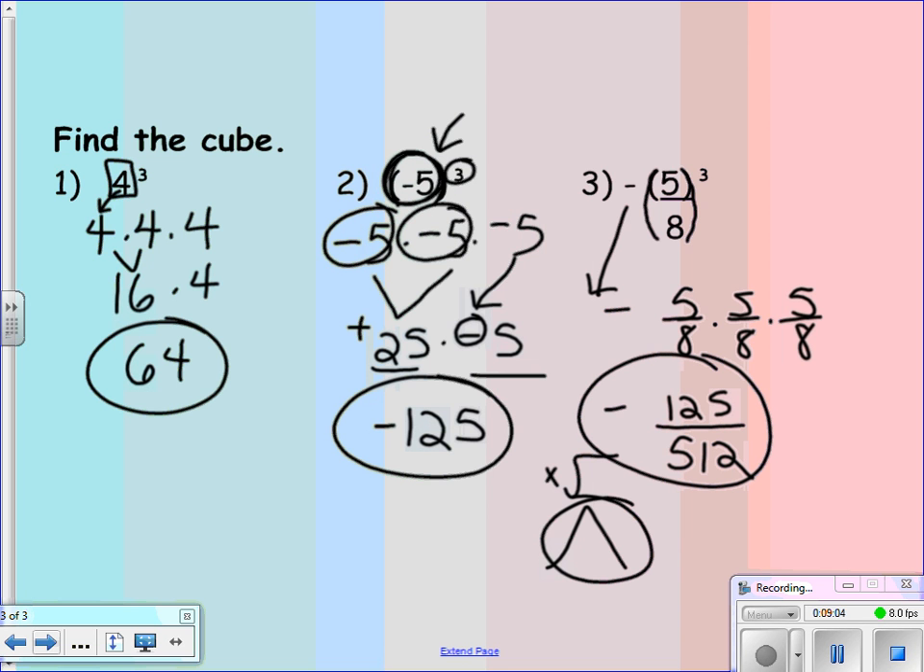So negative 125 over 512. If you're not sure if it's simplified, you do 125, ABC, 512, and it just leaves it exactly like that. So that's a good indication that you've done it right, because it just writes it as 125 512ths.